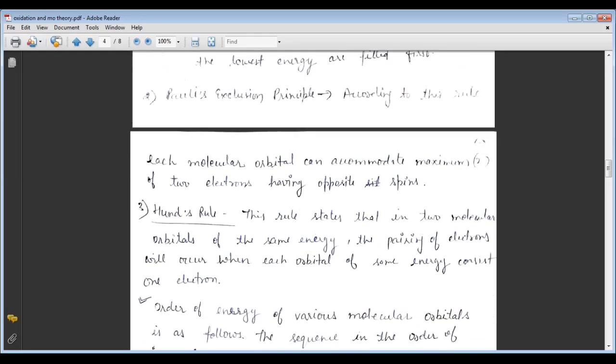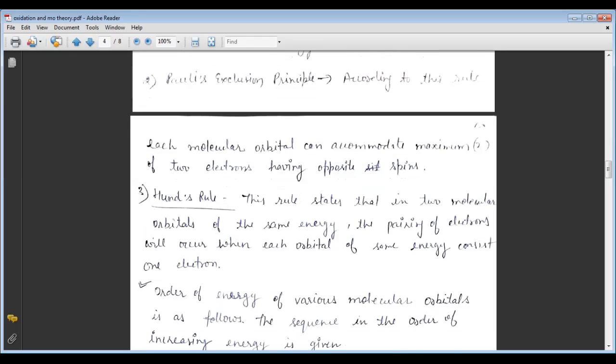And the second rule is called the Pauli exclusion principle. In the Pauli exclusion principle, each molecular orbital can accommodate a maximum of two electrons having opposite spin. So if one electron has plus half spin, the other electron has minus half spin. According to the Pauli exclusion principle, each molecular orbital can accommodate two electrons having opposite spin.